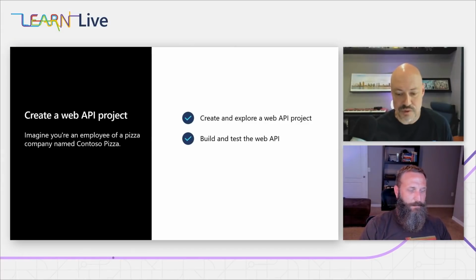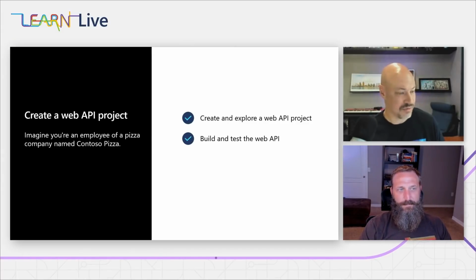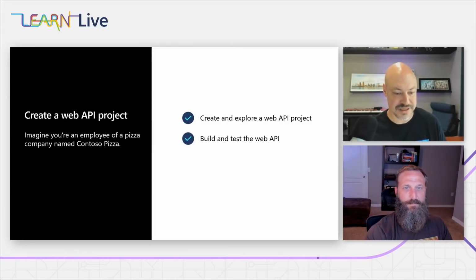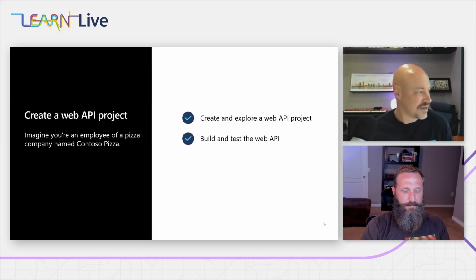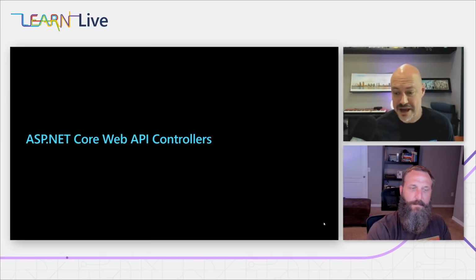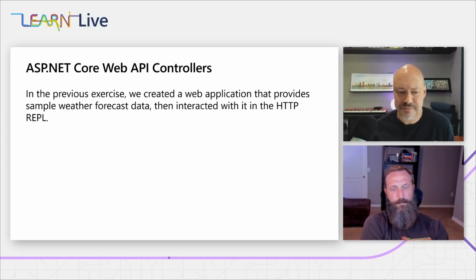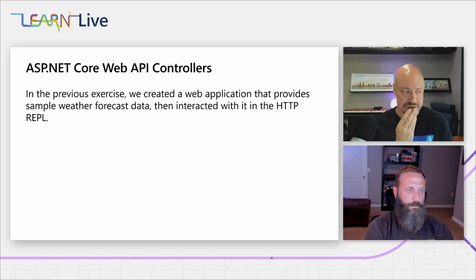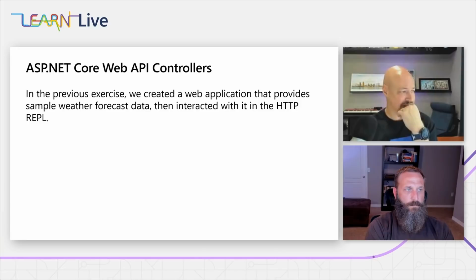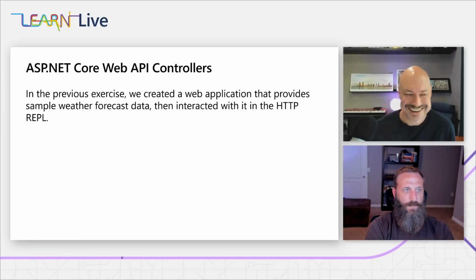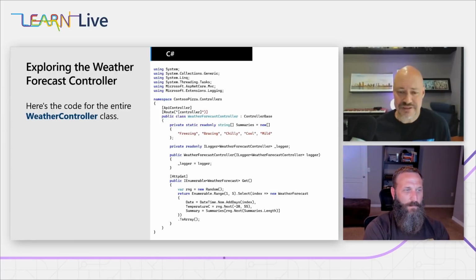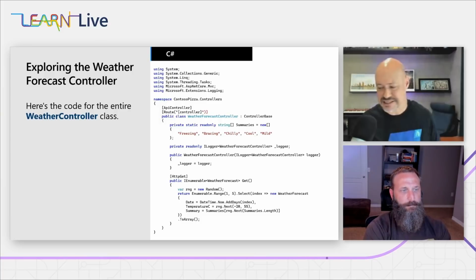So we went through, we created an API, and we built and tested it using the HTTP REPL. So, all good stuff. Now let's talk about API controllers. In the previous one, we created a web application and interacted with HTTP REPL. Hopefully that's not news to anybody. You pointed out this controller, and this is an example of a weather controller.